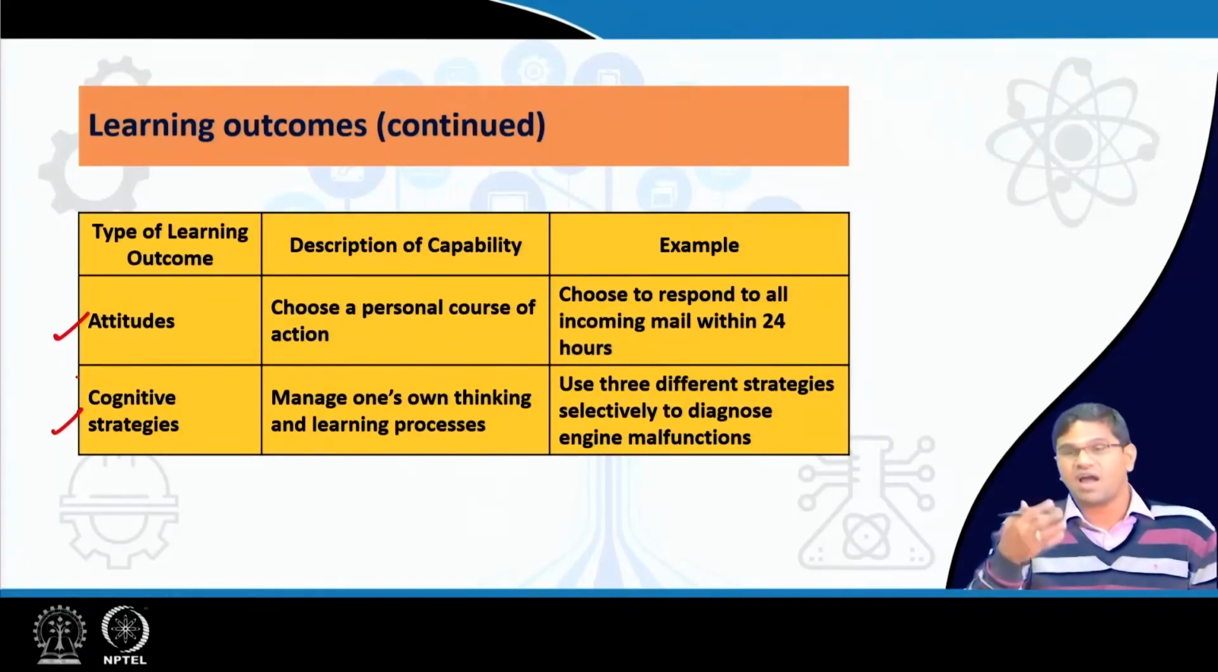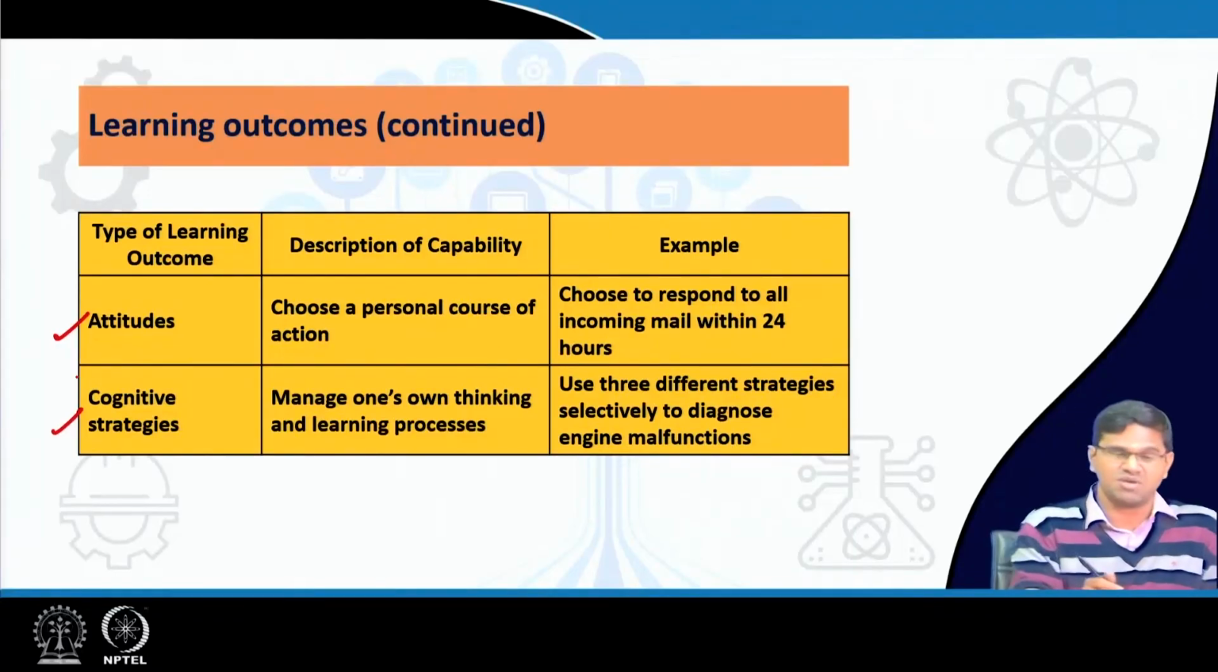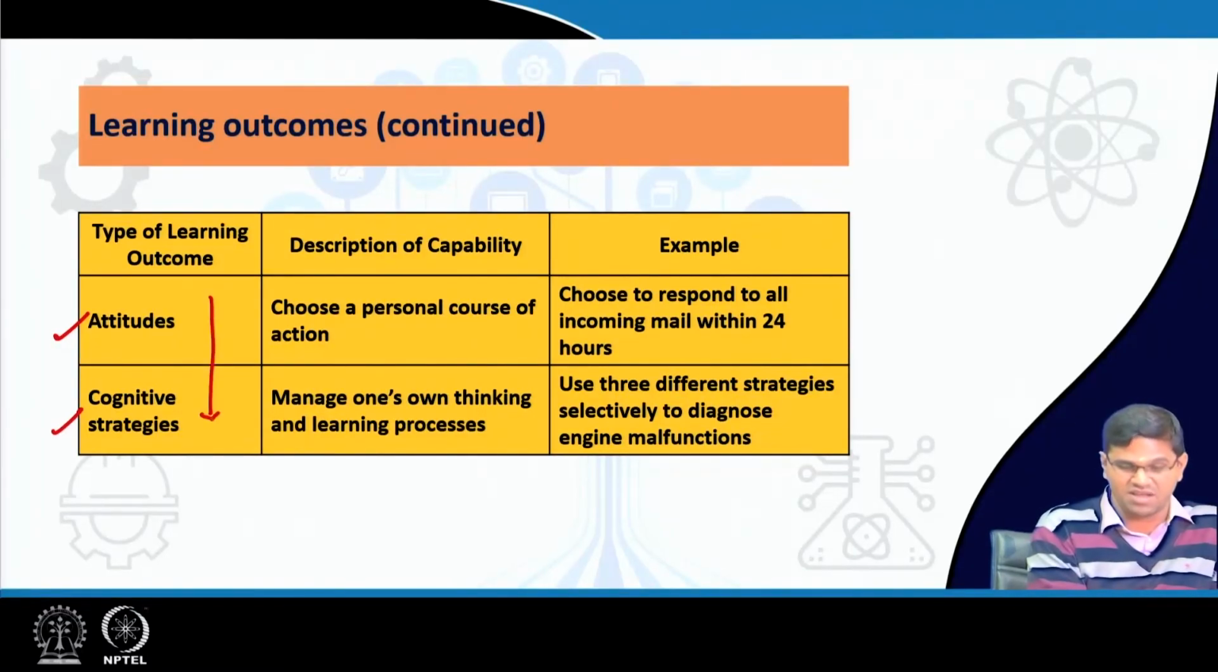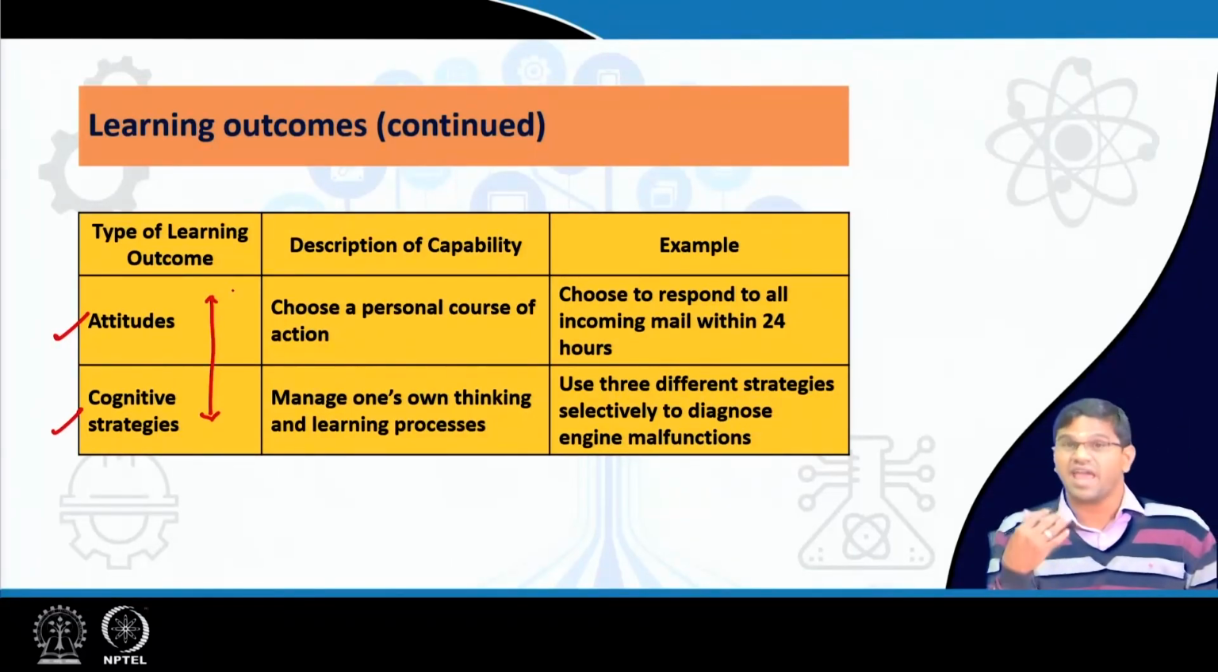So this is how, based on the learning outcome, you need to look at what type of training program you are aiming at, because we are aiming to design training based on the learning outcome, what my learning is essentially aimed at.